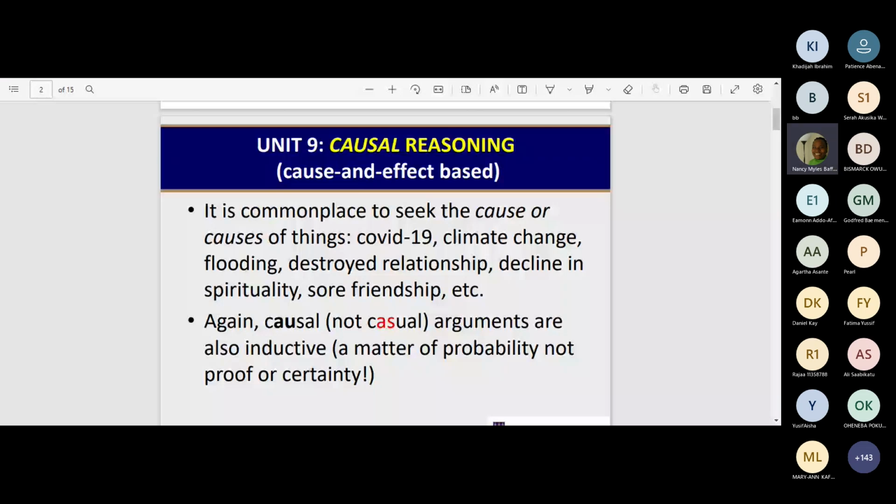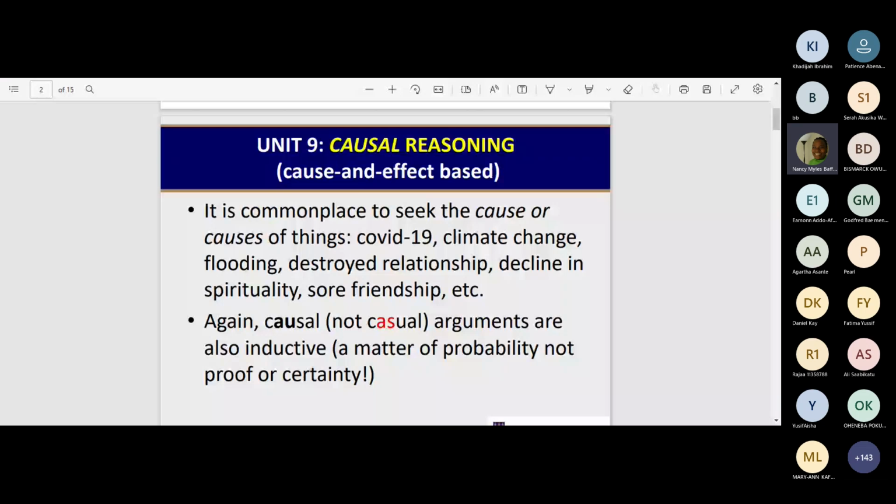Now, when we are trying to diagnose the possible cause or causes of something, for example, what caused COVID-19? What is causing the current climate changes that we are experiencing? What is the cause or causes, quote unquote, of the flooding in Accra or, recently, in one of the Arabian nations? There was flooding. It was big news because rain is not common there.